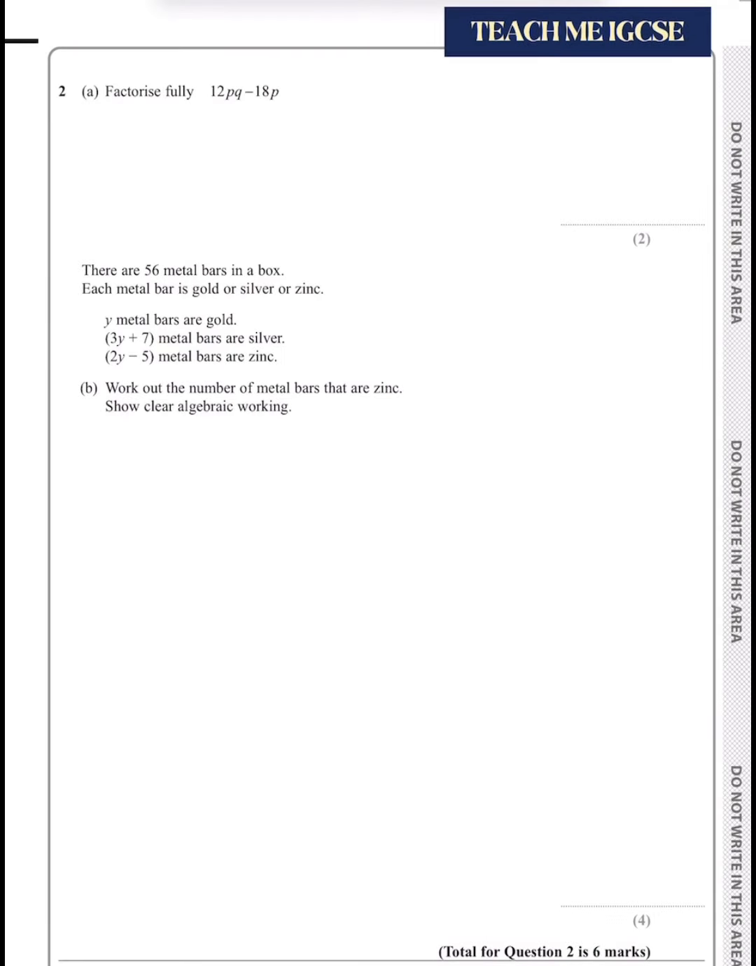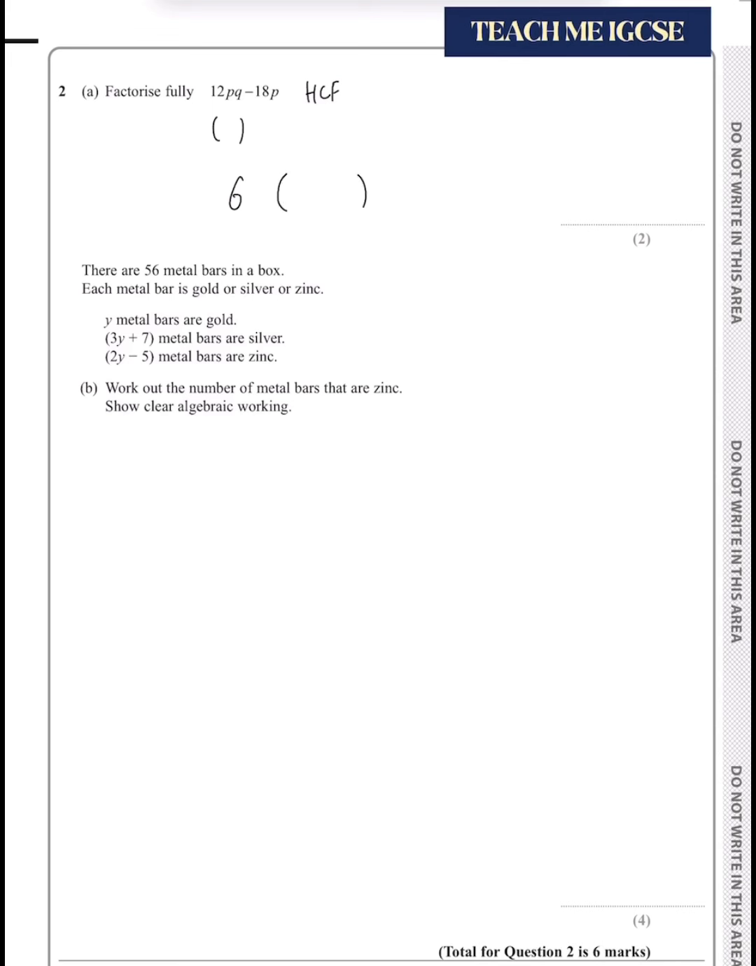Question 2. Factorize fully 12pq minus 18p. So when we factorize, we have to put this equation into bracket form. And to do that, outside of the bracket should be what the two values we have here have in common. So we need to find the HCF of 12 and 18. It shouldn't take that long to figure out. It's 6. We put that outside of the bracket.